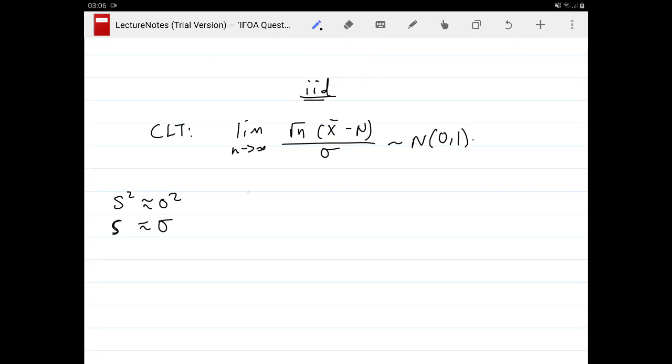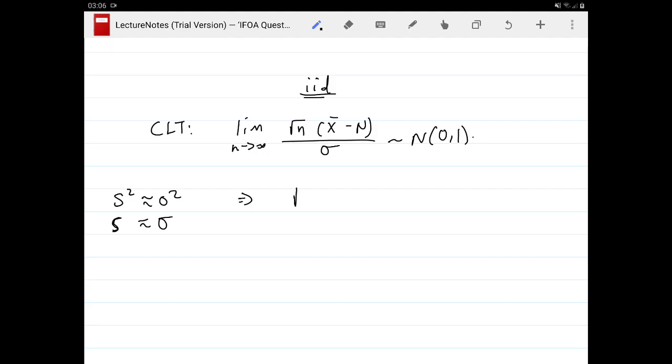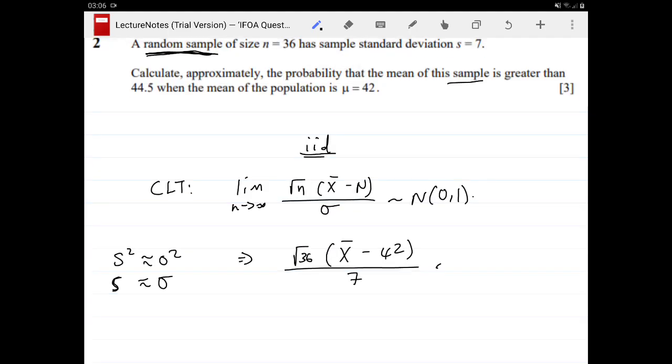So that means we can say that the square root of n, which is 36, multiplied by x bar minus mu, which is 42, over our population standard deviation, but we don't have that, so we're approximating it using our sample standard deviation, which is 7, that's all in the question, is approximately normal 0, 1. And approximately comes in because we're using the central limit theorem and saying, maybe n is big enough for this approximation to be useful. So that's the first approximation that we can do.